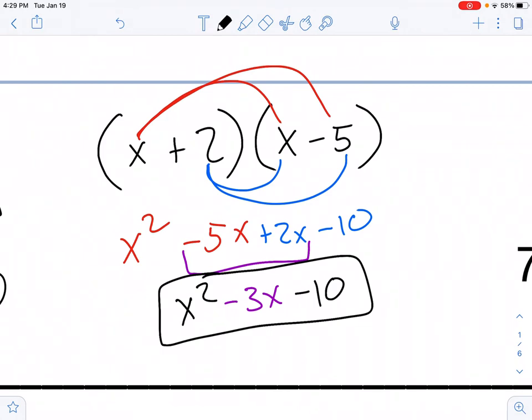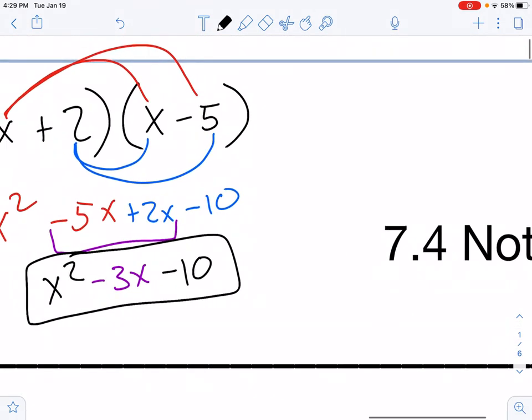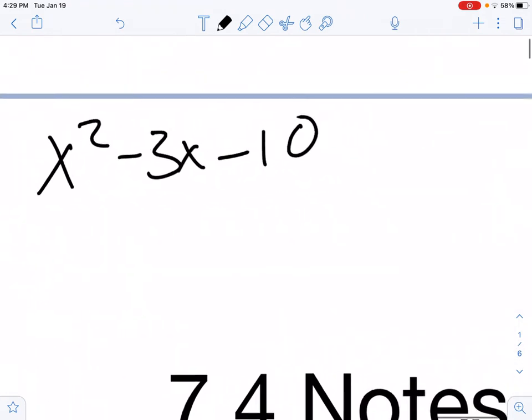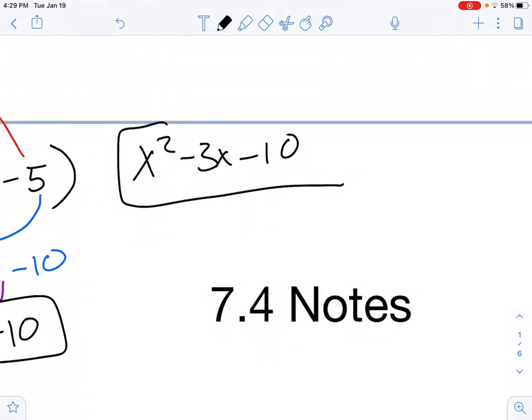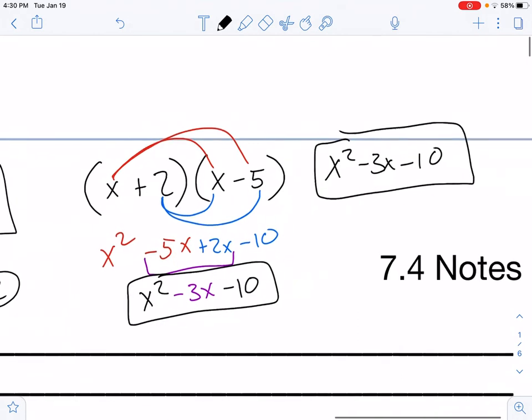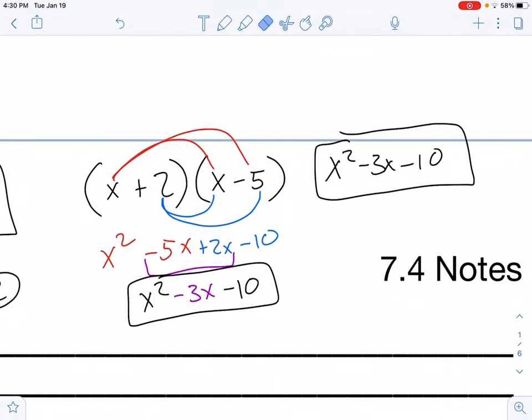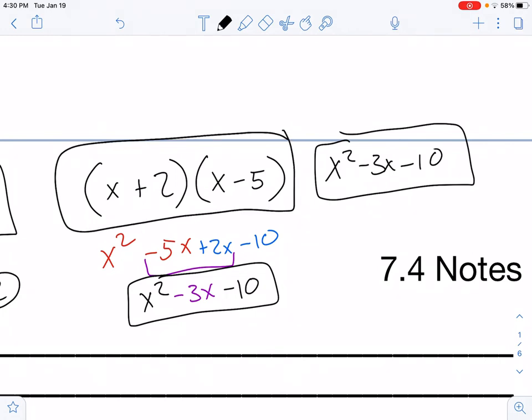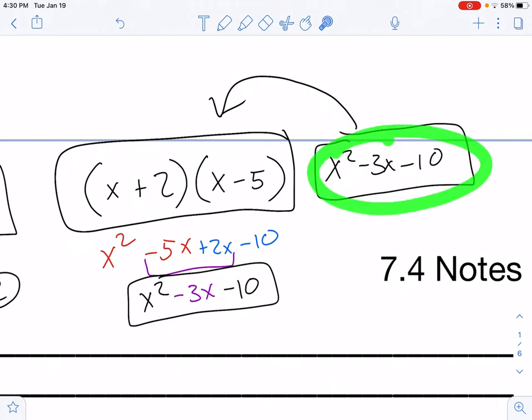Well, today we're going to learn how to take x squared minus 3x minus 10, and if we were only given this, we are going to learn how to take that and turn it into this. So we're going to learn how to take a trinomial and turn it into the two groups that multiplied up to make that trinomial.